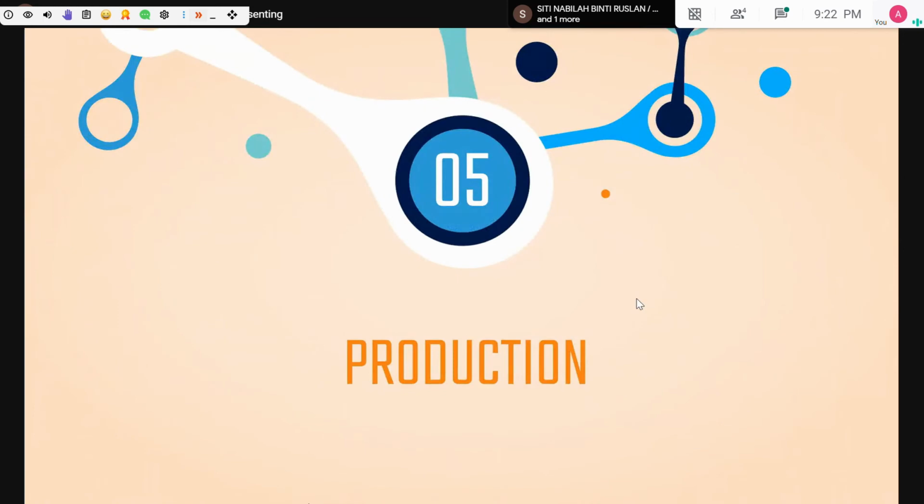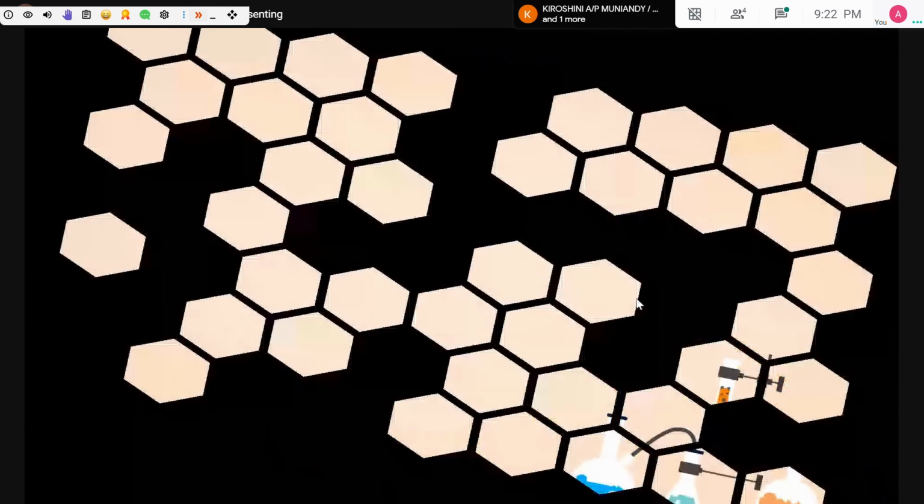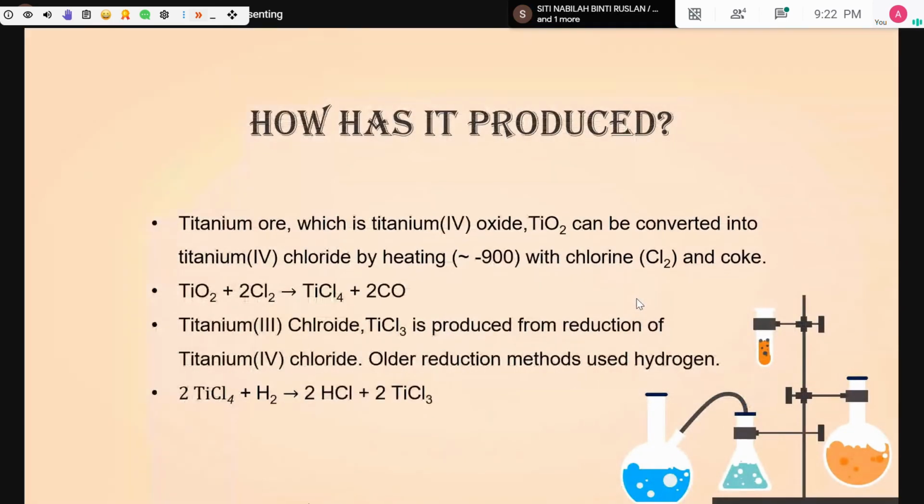So I will talk about the production of titanium trichloride. How is it produced? It comes from the titanium ore, which is titanium(IV) oxide, that is heated at 900 degrees Celsius with chlorine gas, and it will produce titanium(IV) chloride. So to produce titanium trichloride, it needs to go through a reduction process using hydrogen gas, and it will produce titanium trichloride.